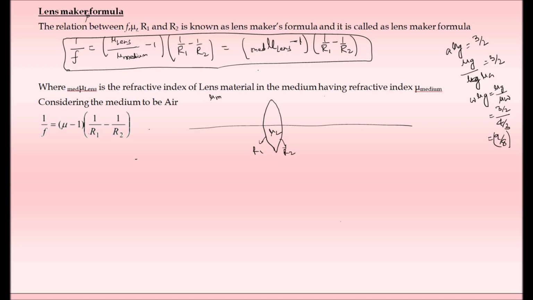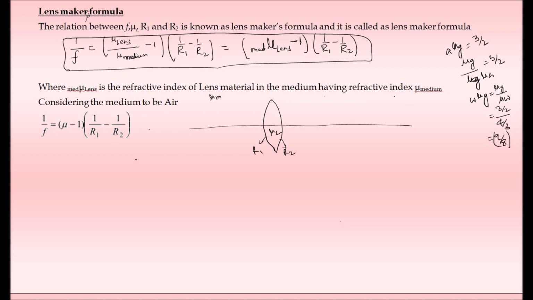So if a lens is placed in a medium having refractive index mu, then 1 by F is equal to (medium mu lens, or the refractive index of the lens with respect to the medium, minus 1) into (1 by R1 minus 1 by R2). It is important to note that the sign has not been taken into consideration, so you have to apply the sign after writing this formula. Here, medium mu lens is the refractive index of the lens material in the medium having refractive index mu medium.